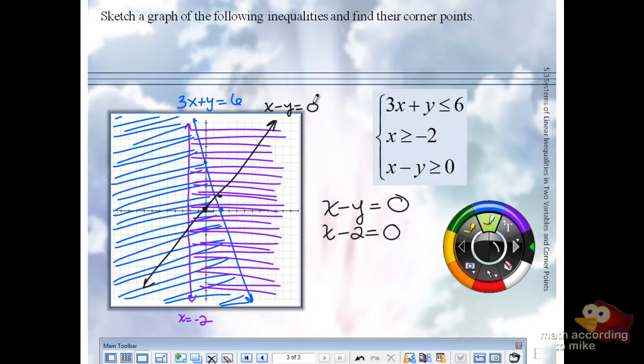Well, 1 minus 1 is 0, so we can't pick 1, 1. Anytime the coordinates are the same, it'll be on this line. So how about 5, 0? 5, 0 is over here. If I put 5 in for x and 0 in for y, is this true or false? 5 minus 0 greater than 0. True. So 5, 0 is to the right, below the line. It makes it true, so I'm going to shade below the line.